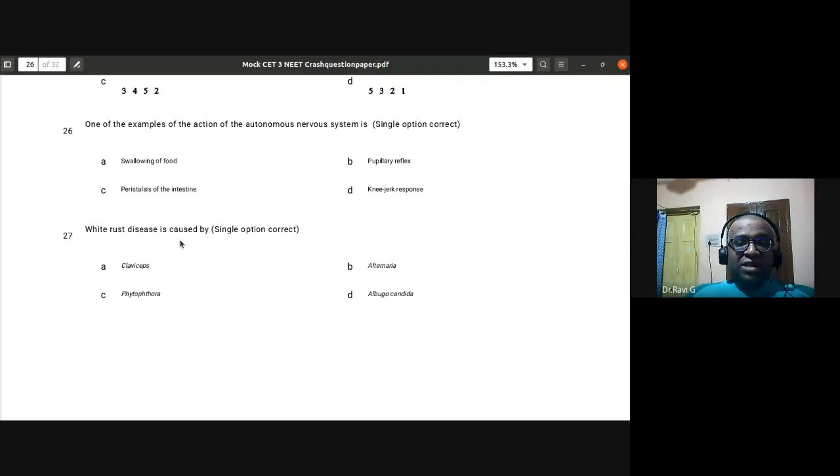Okay, so white rust disease, the rust disease in wheat. The wheat rust disease, not white rust, is caused by Claviceps, Alternaria, Phytophthora, Albugo, Candida. So the 27th, the answer is the white rust disease. Sorry, it is white rust disease in mustard. The white rust disease is caused by Albugo candida. So the 27th is D.